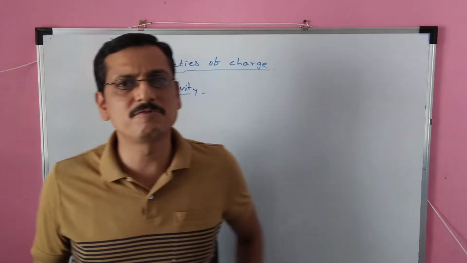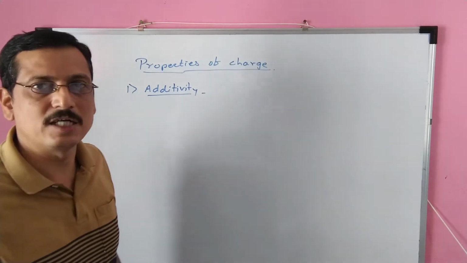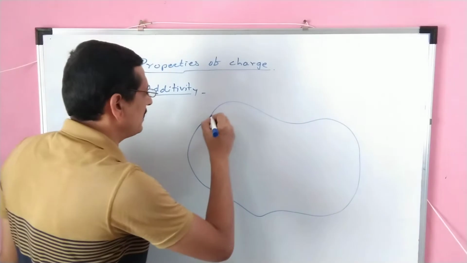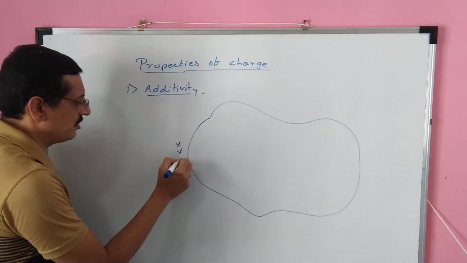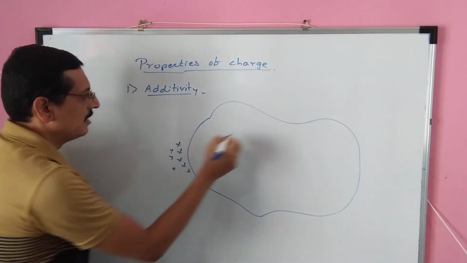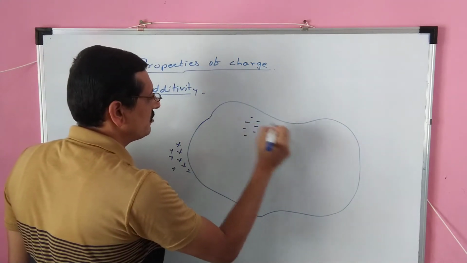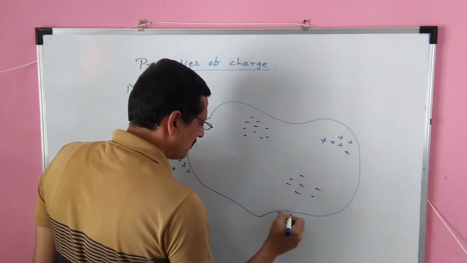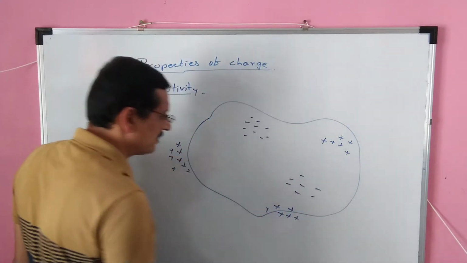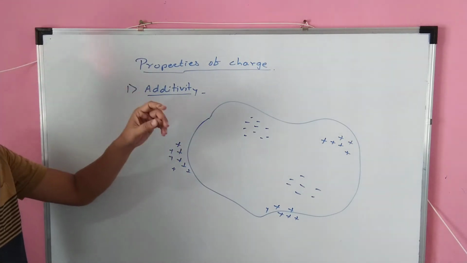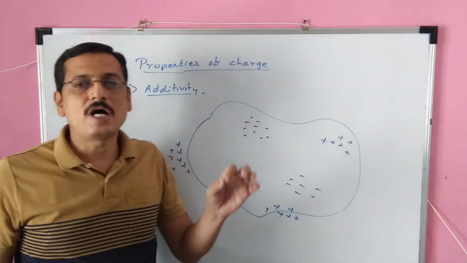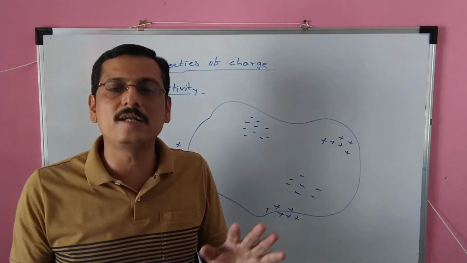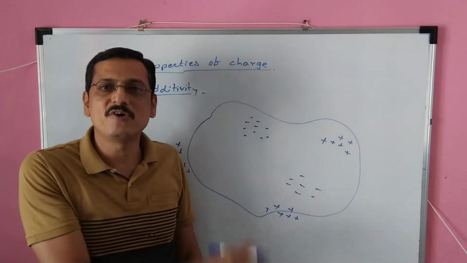A very simple concept, student. What does this additive nature of charge mean? It means that if there is a body, say like this, and there are charges present on it, negative charges here, positive charges here, negative charges here, positive charges here. Then this additivity property states that the total charge present on this body is the algebraic sum of the charges present on the different parts of this body.